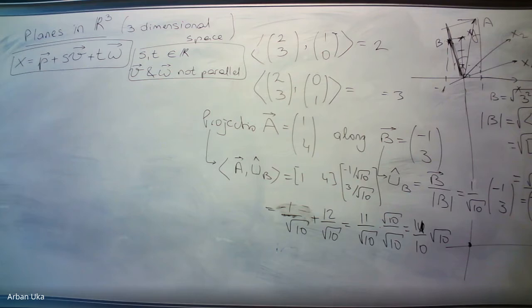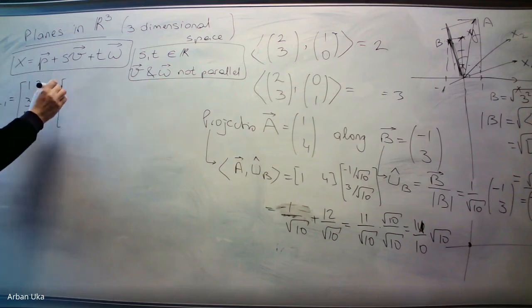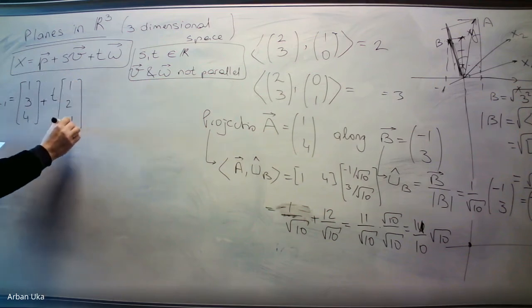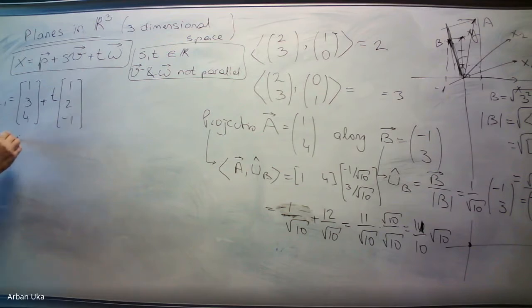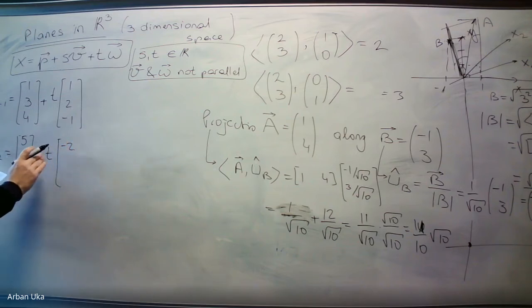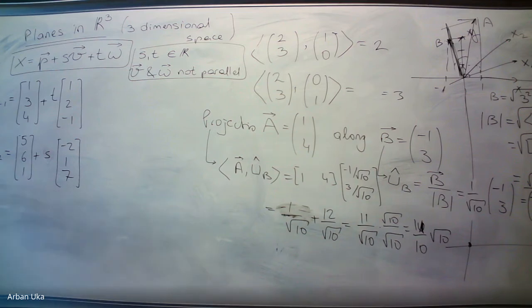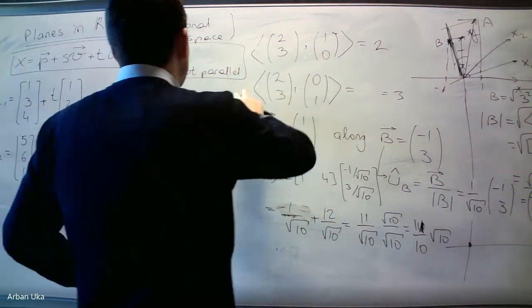Before we discuss the general expression of the plane, let's see an example. Let's assume that we have one line, L1, which is equal to (1, 3, 4) plus t times the slope (1, 2, -1). This was one line. This is another line, which we denote as (5, 6, 1) plus s times (-2, 1, 7), so that we don't get confused. So here we have two lines.